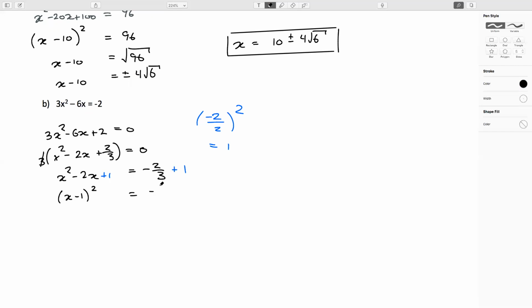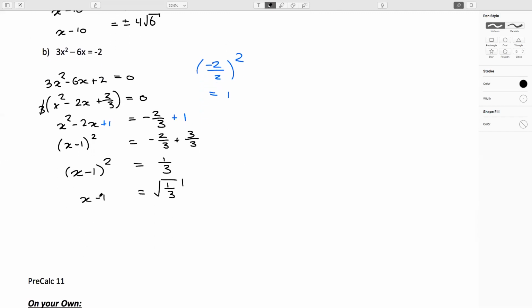Minus 2/3 plus 1 can be written as 3/3. And we'll be left with x minus 1 all squared equals 1/3. We then can go and take the square root of both sides. X minus 1 equals the square root of 1/3. And we can add 1 to both sides. X equals 1 plus or minus root 1/3.